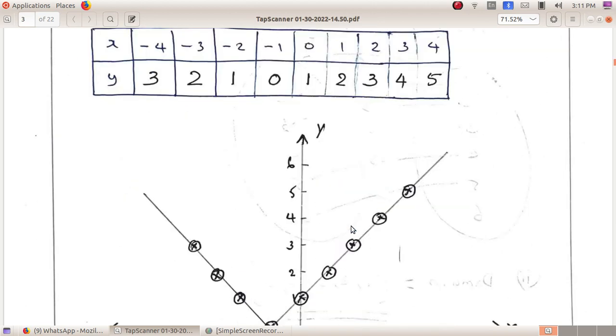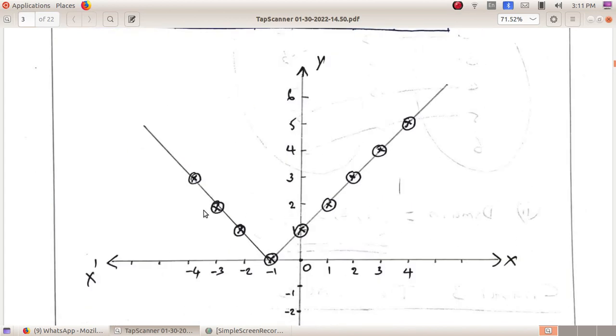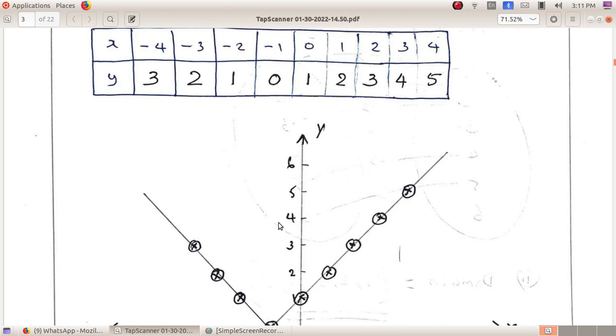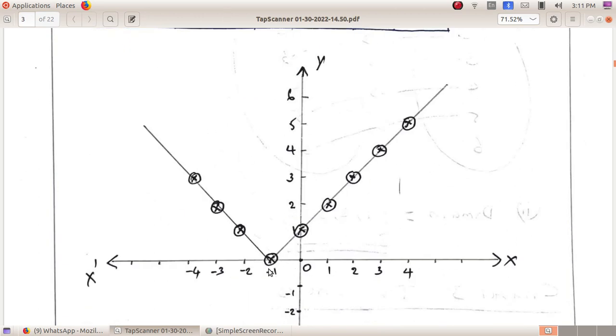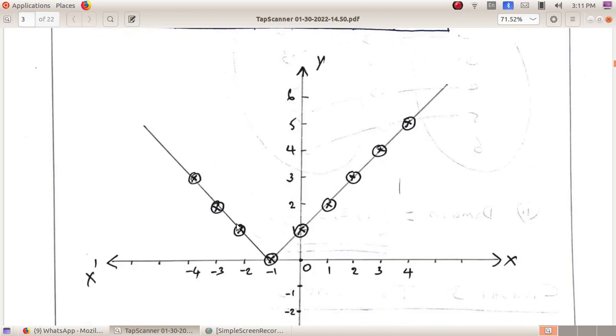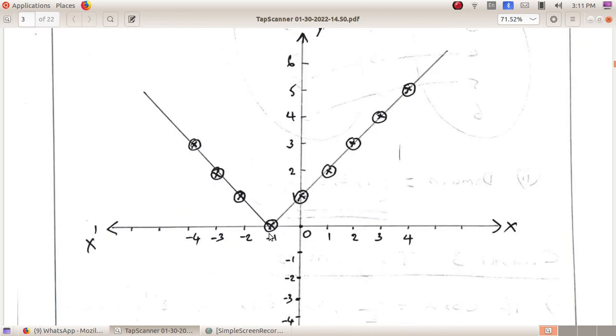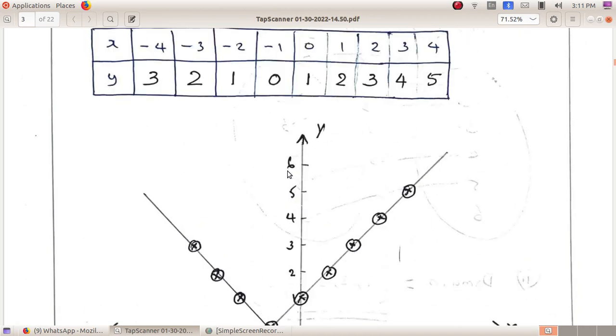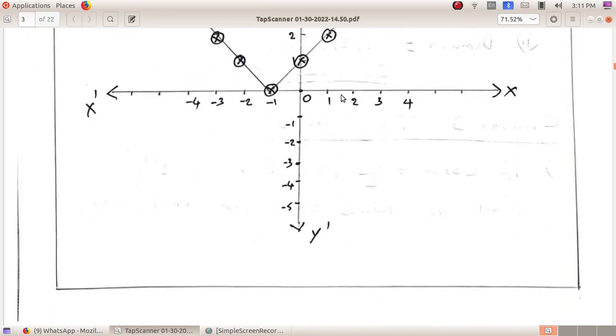Then, the points are (minus 4, 3), (minus 3, 2), (minus 2, 1), (minus 1, 0), and finally we can draw the graph like this. Okay, this is the graph of mod x plus 1.